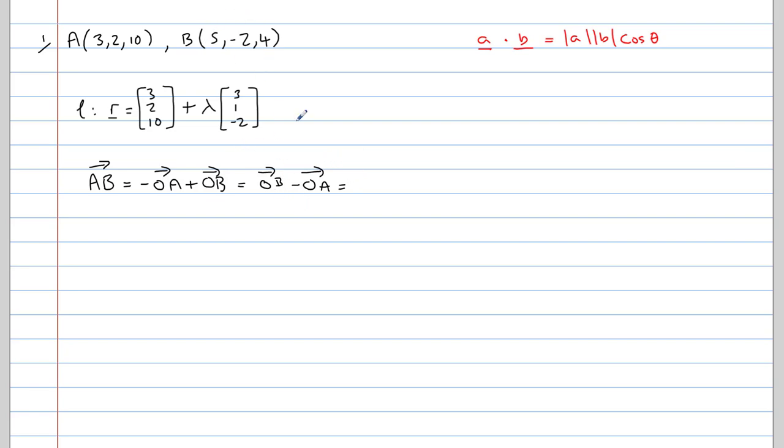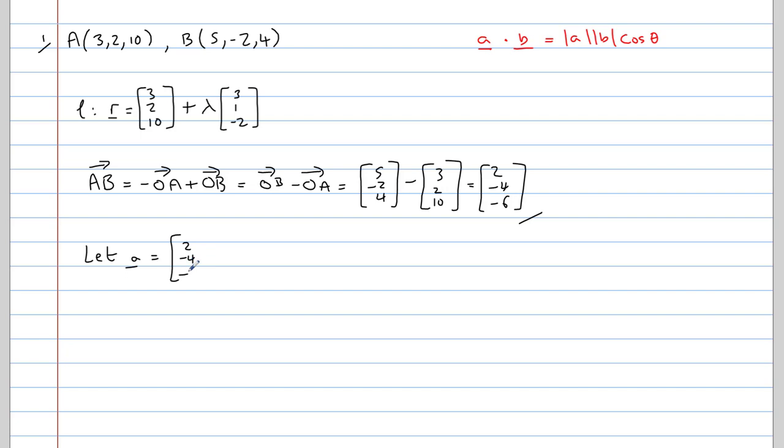So we get OB using the coordinate of B. OB will be the vector 5, minus 2, 4. And we're going to subtract OA, which will be 3, 2, 10. 5 minus 3 is 2, minus 2 minus 2 is minus 4, and 4 minus 10 is minus 6. So in our formula up here, we'll let A be equal to 2, minus 4, minus 6.